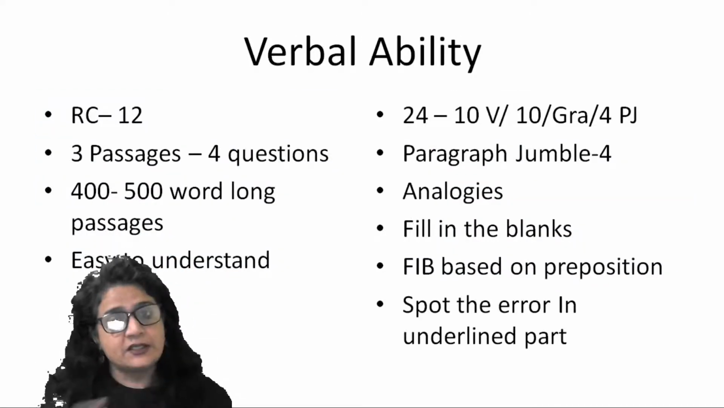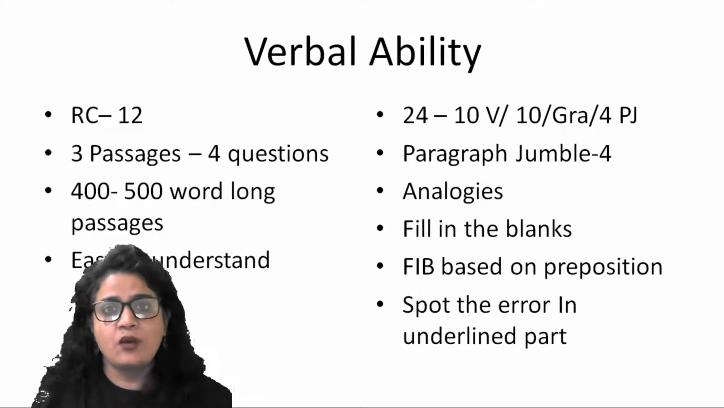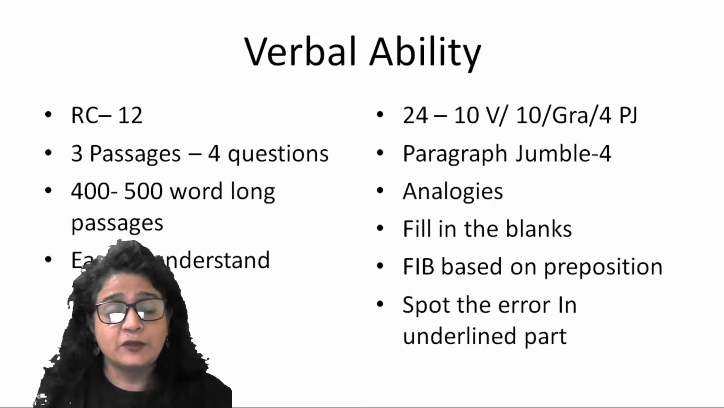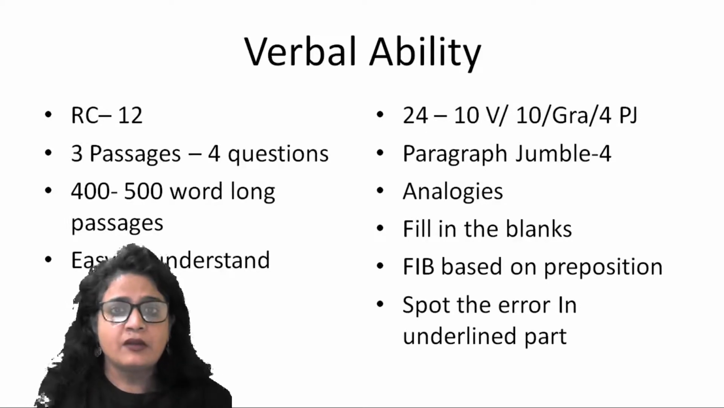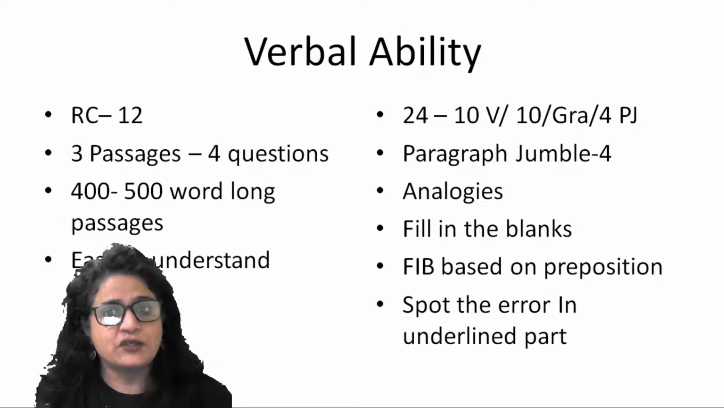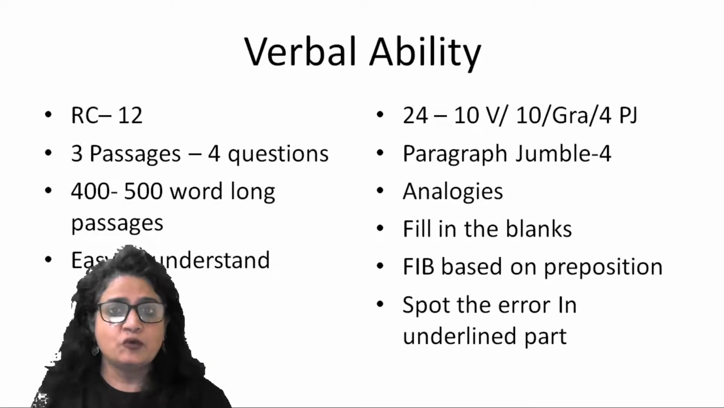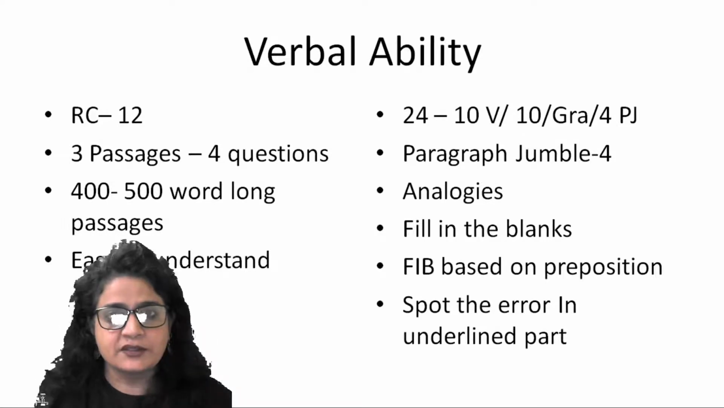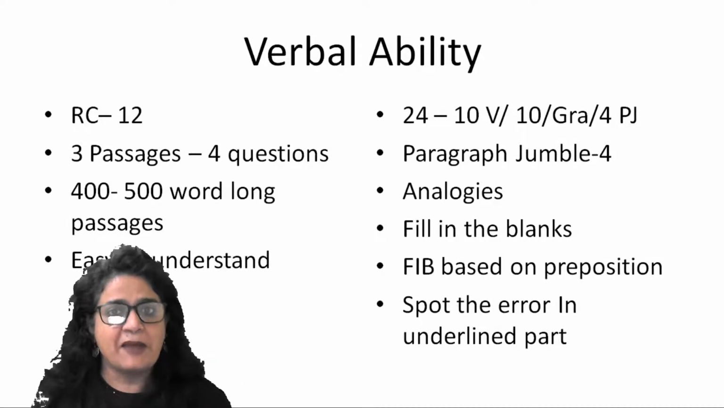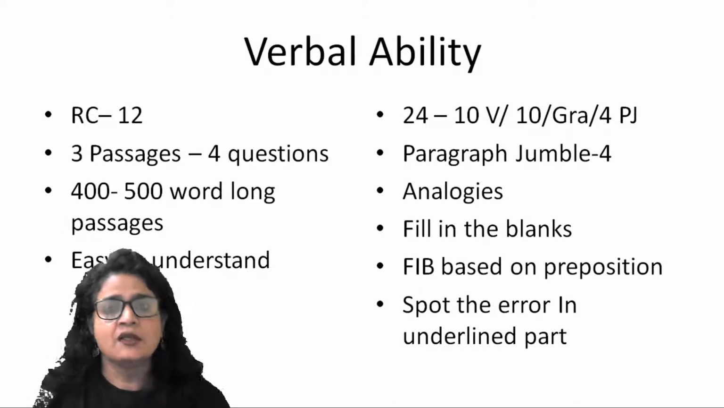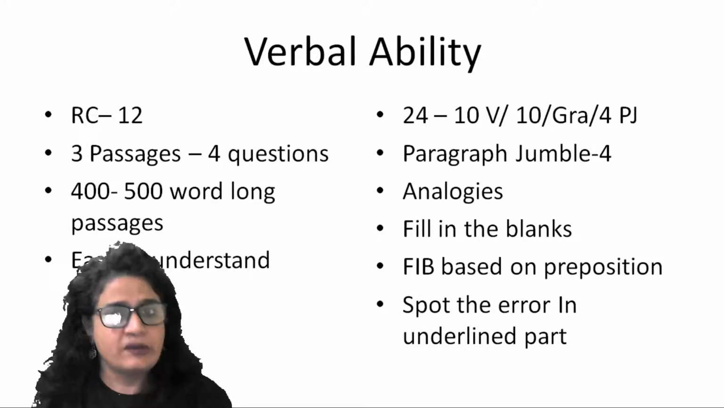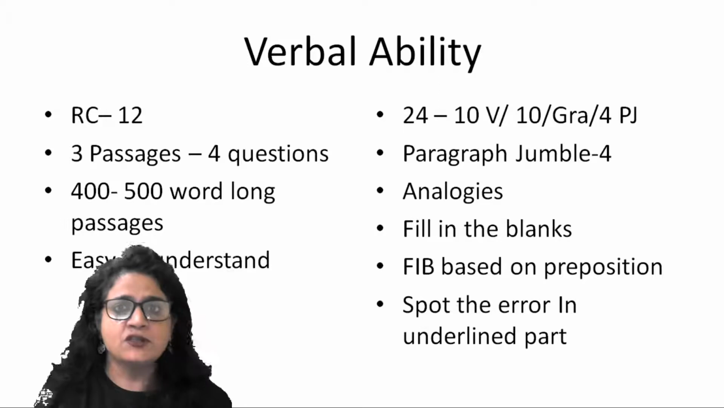Verbal ability. Now let's look at each section and what students actually reported about each section. So RC is given 12 questions and verbal ability 24 questions. Overall, 36 questions were divided into two major parts. RC 12 questions, verbal ability 24 questions. Let's look at RC first. There were 2 to 3 passages. Some students faced 2 passages, some students reported they faced 3 passages. So again, it depends on your performance.